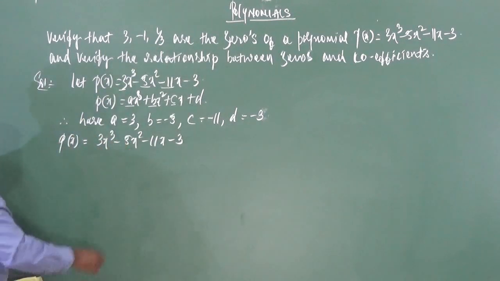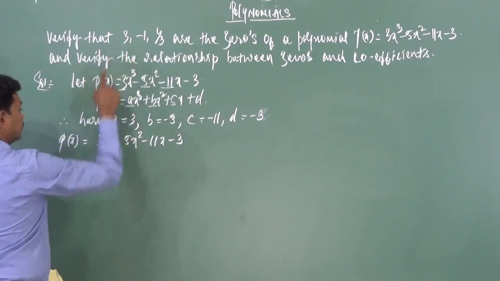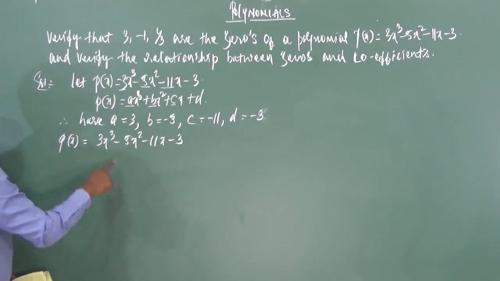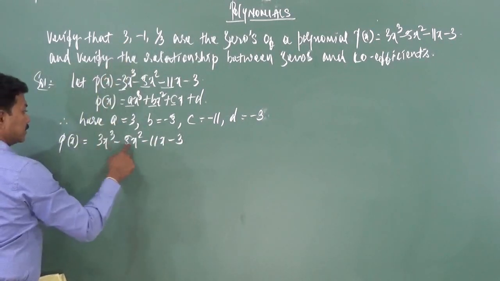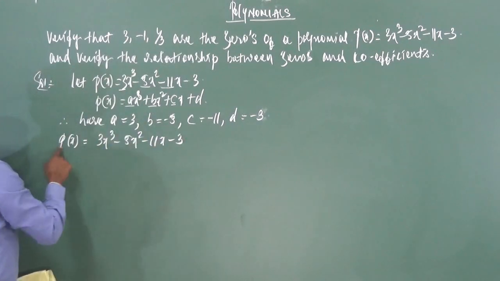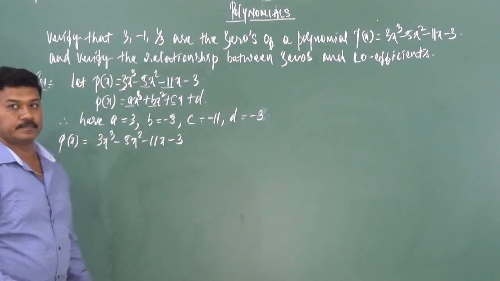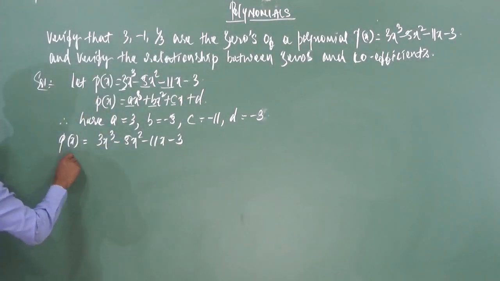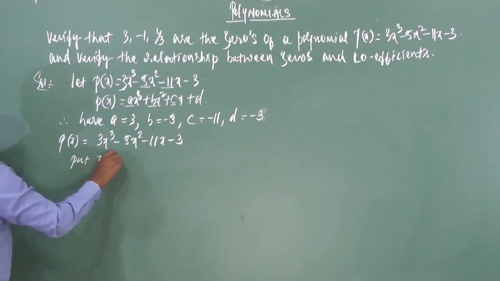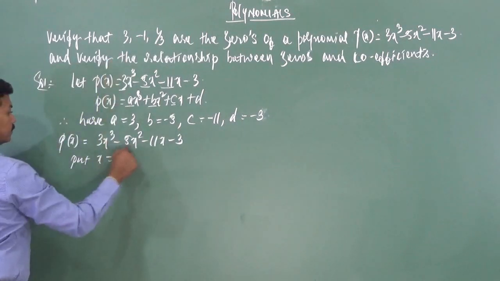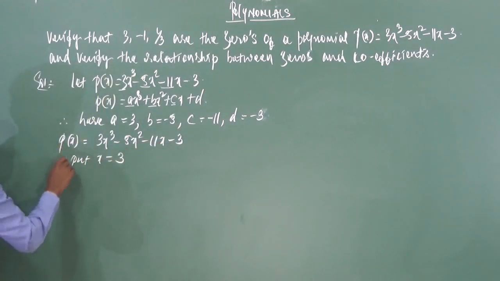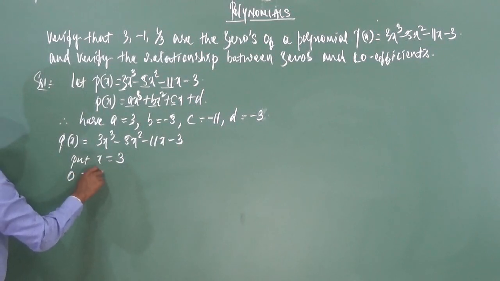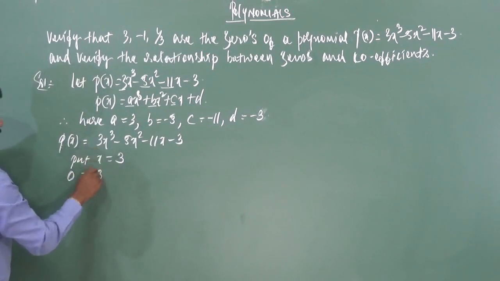So if I want to check whether 3 is a zero of this polynomial or not, I have to substitute the value of 3 in place of x, making P of x equal to 0. That's the condition I discussed in the previous class. So put x is equal to 3, that is the value of 3 here. So therefore P of x becomes 0.